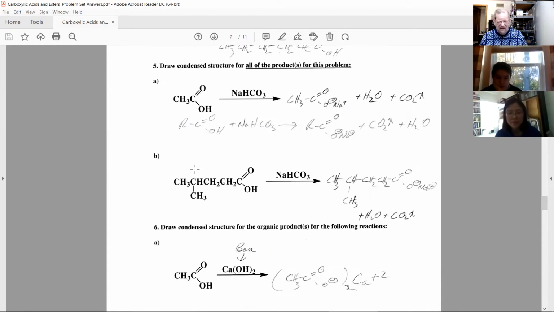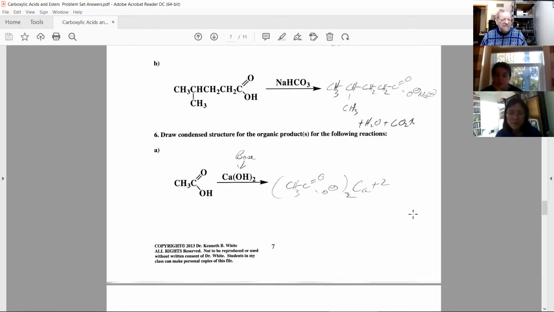And if we look at B, all I've done is make the R group more complex. Same thing, carboxylate anion, water, CO2 given off as gas. All right, now 6A, cross off. I got, let me put down a different base, and I shouldn't have done that.